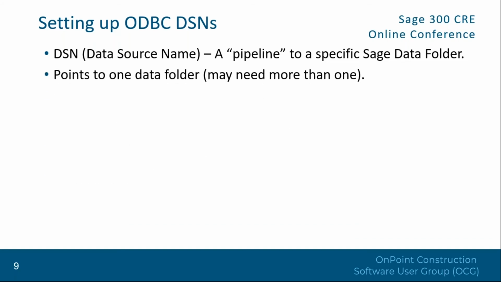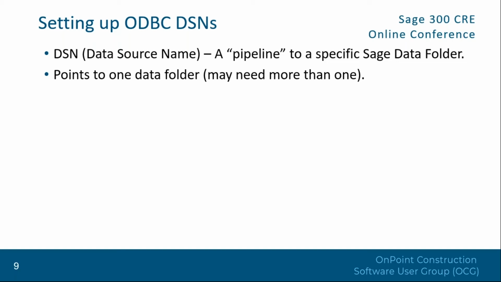Now, when we set them up, it points to one and only one data folder. So as a result, if you have more than one data folder, you're going to set up more than one DSN. You're going to have one set up for each data folder. You can combine them later on into queries. So as an example, if you have two different companies in different data folders and you want to combine them all into one financial statement, we could still do that, but they each have to be a separate DSN.